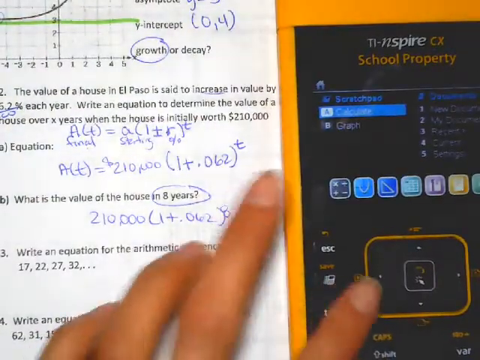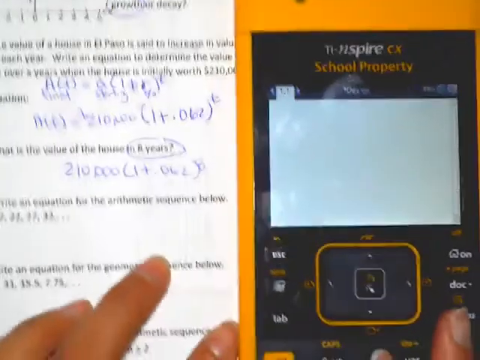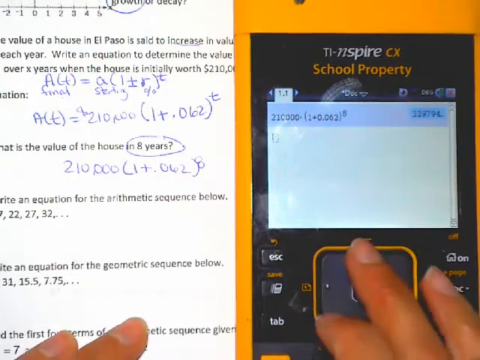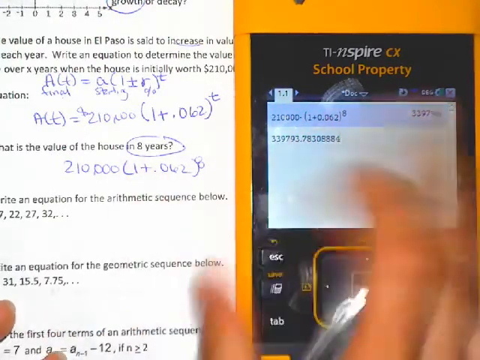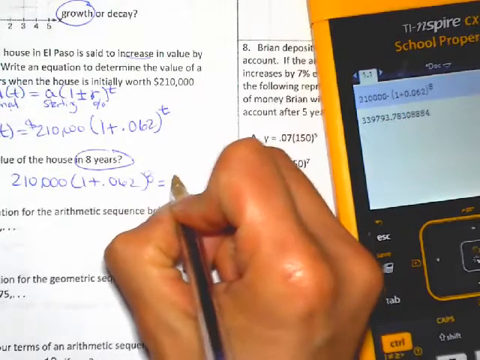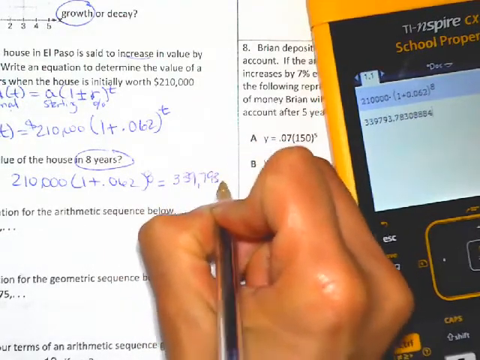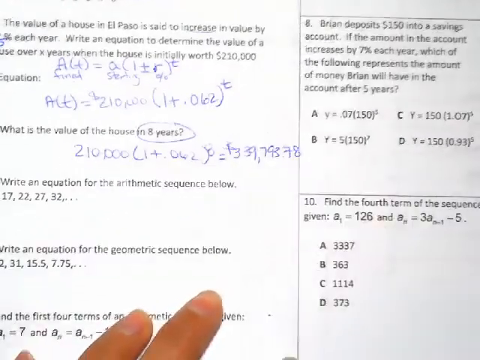So you would do that in a calculator page. 210,000, open 1 plus 0.062, raised to the 8. Okay. Now, since it is money, you can highlight it, hit enter, and it will actually give you the decimals too. So this house will be worth $339,793.78 when you plug it into the calculator.